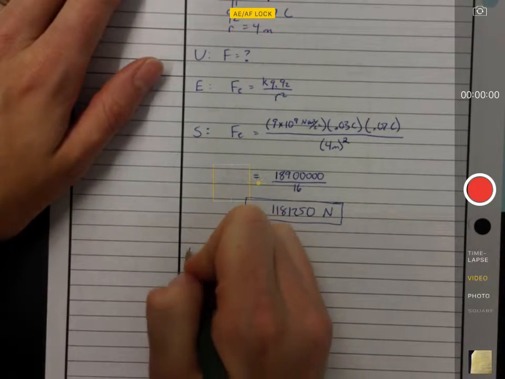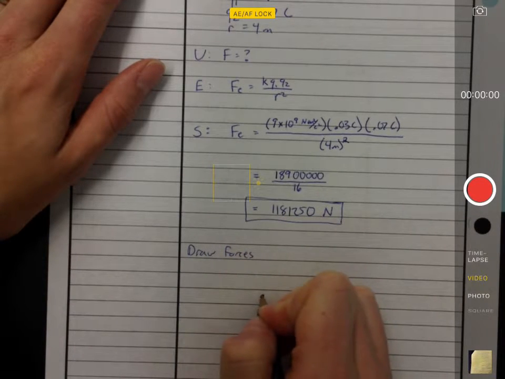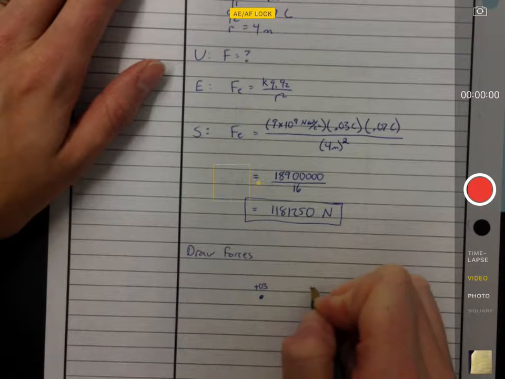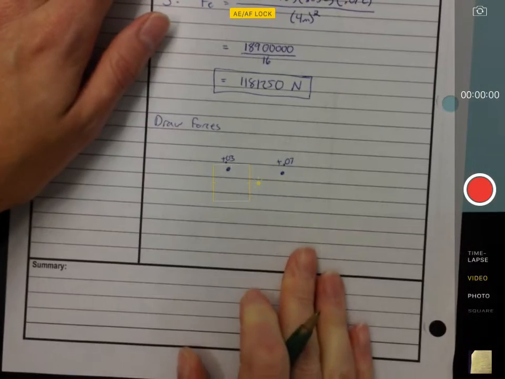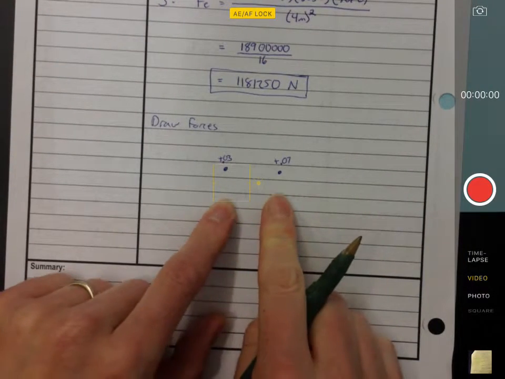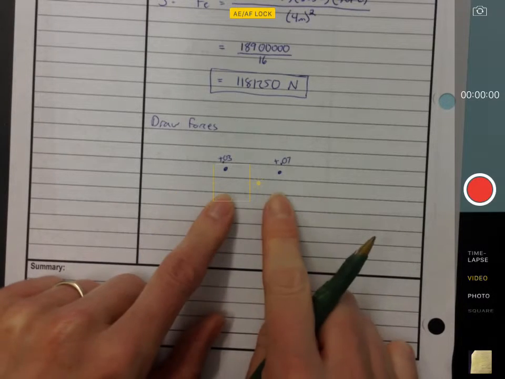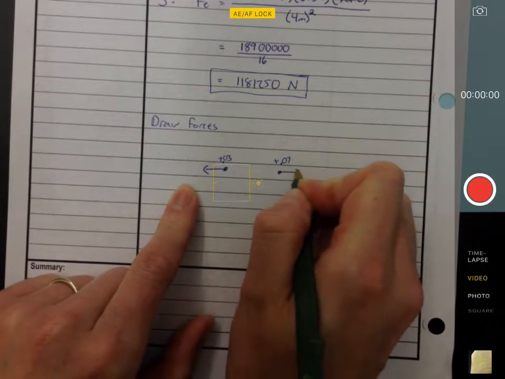Oh, we got to draw the picture. We got to draw the forces. Okay, so here is my charge, and here is my other charge. This is the plus 0.03, and this is the plus 0.07. Now, since they're both positive, are they pulling or pushing? Both positive is pushing, so I'm going to draw my arrows pointing away from each other.